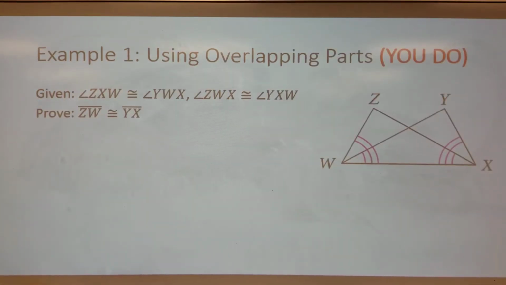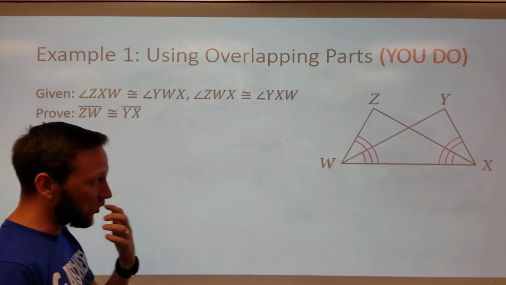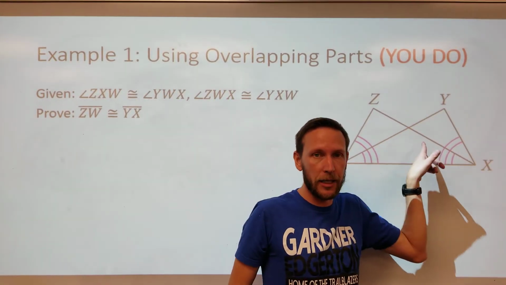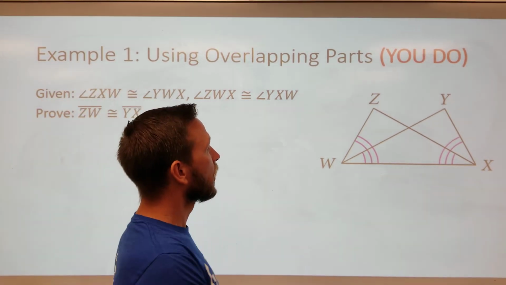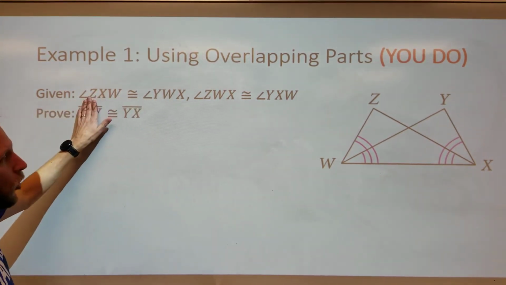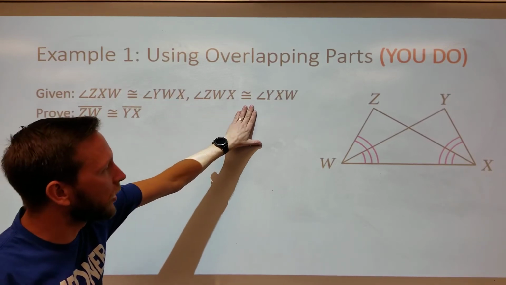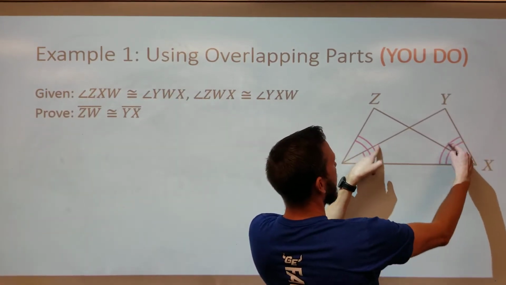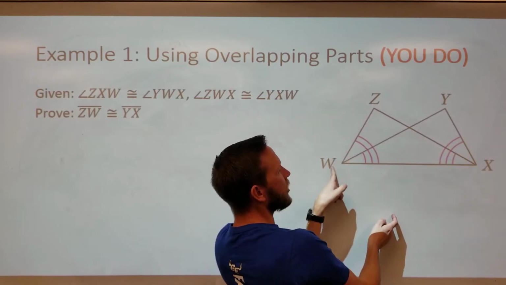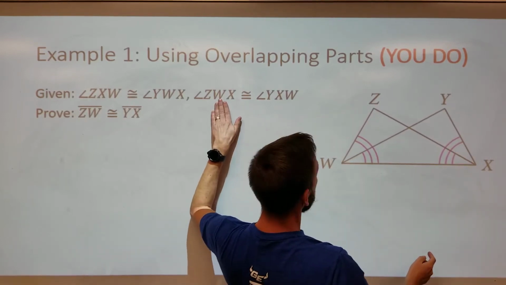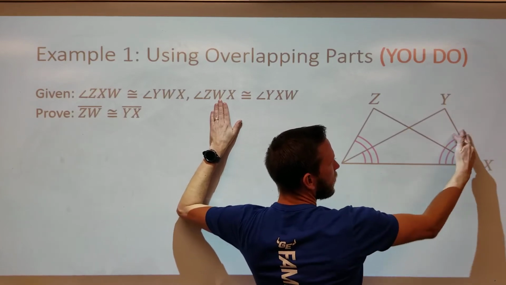So let's take a look at this example here. Maybe a confusing picture. You'll notice that this point is not labeled. That's intentional because we're not going to use that point. All right? So looking at this picture, we're told that these angles are congruent and those angles are congruent. So that basically means the big angle at W is congruent to the big angle at X. All right? That's ZWX, which is right here, is congruent to YXW. That's this big angle there.